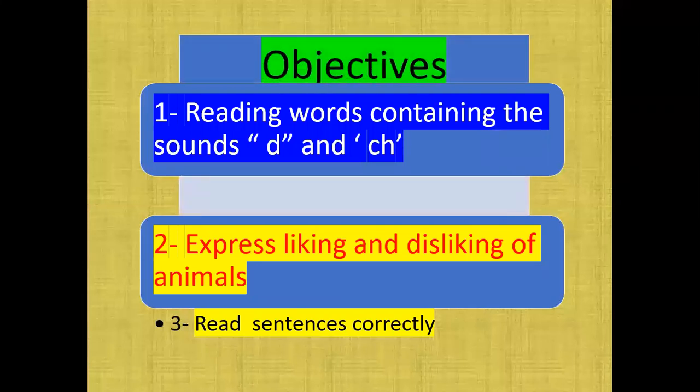The objectives of our lesson today are, number one, reading words containing the sounds da and cha. We are going to learn how to read words containing the letter da, or the sound da, and the sound cha. Da, like duck, like donkey. Cha, like chocolate.